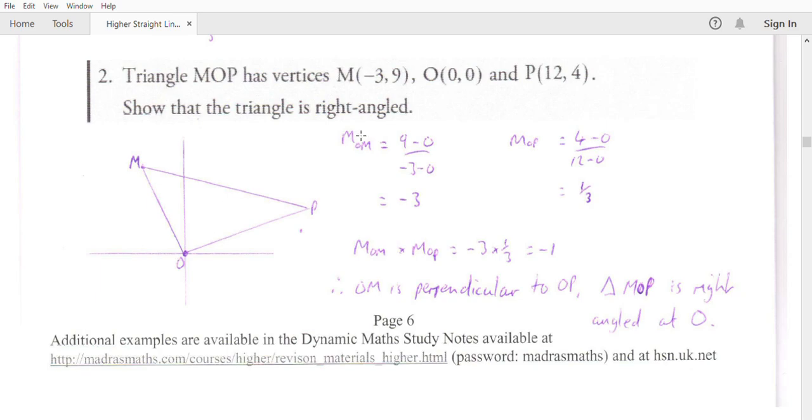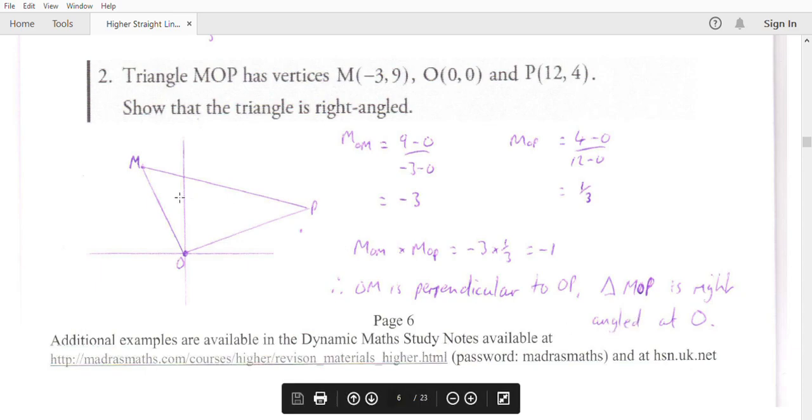So let's find the gradient of OM. That turns out to be -3. Let's find the gradient of OP. Again, we're just using y2 minus y1 over x2 minus x1 here. Gradient of OP is 1/3. Now the gradient of OM multiplied by the gradient of OP, -3 multiplied by 1/3, is -1. That means that OP and OM are perpendicular. Therefore, the triangle MOP is right-angled at the origin, at O.